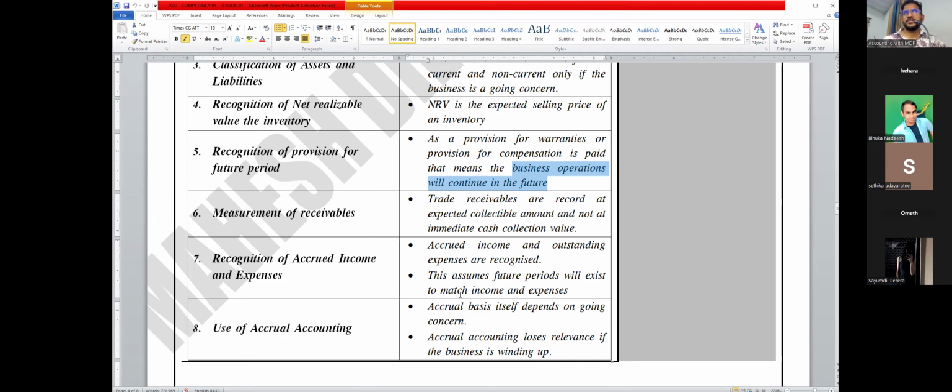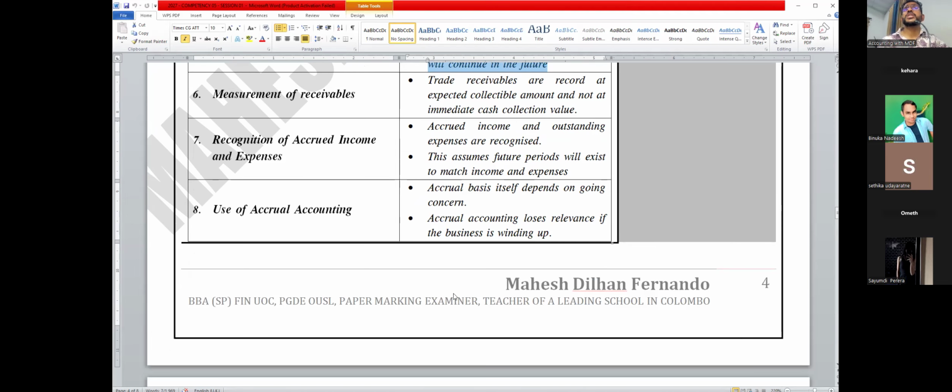Okay, next is the use of accrual accounting. The accrual basis itself depends on the going concern. Accrual accounting loses relevance if the business is winding up. What is accrual? Relevant to the period but not received or paid. We can receive it or we can pay it in the next accounting period. Are we clear?